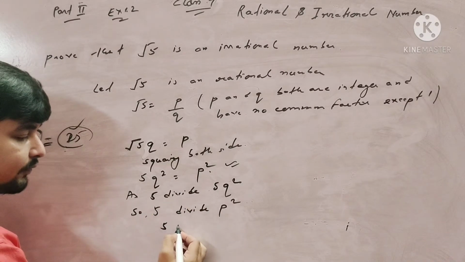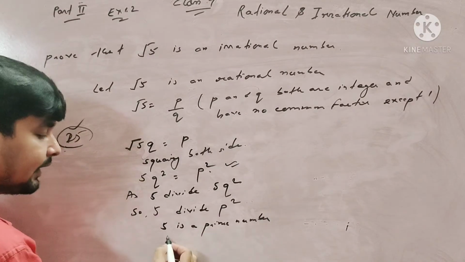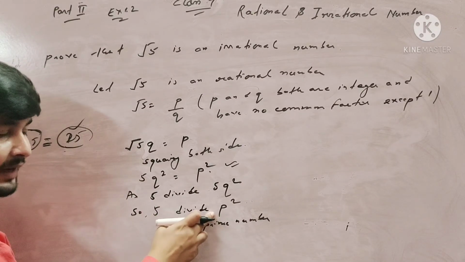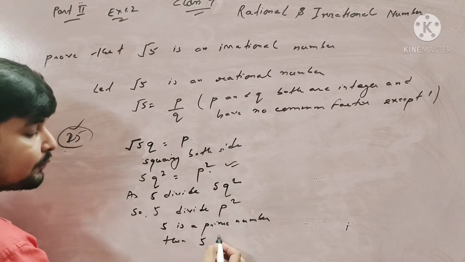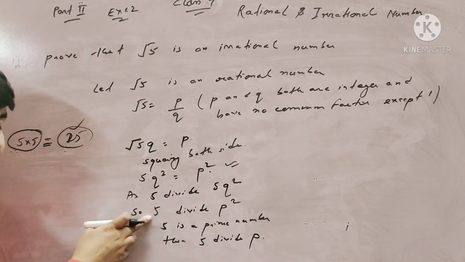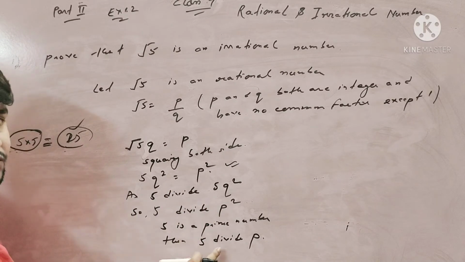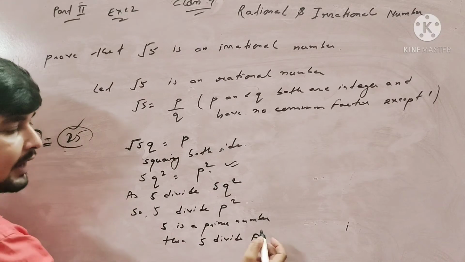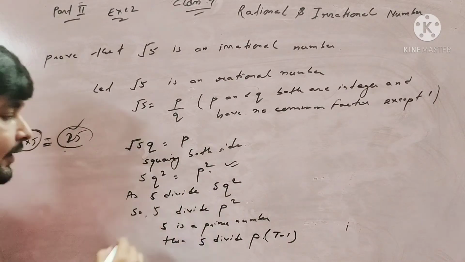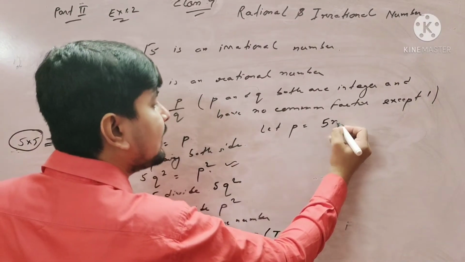And we know that 5 is a prime number. Then according to our theorem, when any prime number divides the square of any natural number, then the prime number also divides that natural number. Clear? According to theorem 1.